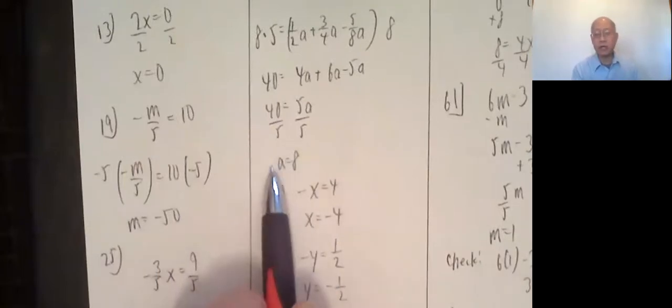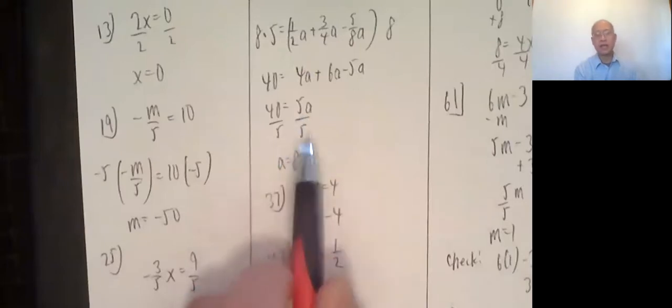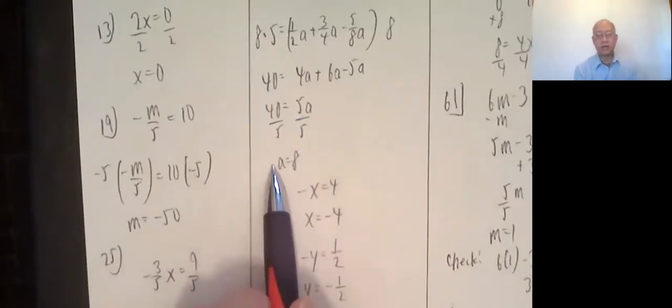And I'm using the convention that normally we put the variable that you're solving for on the left side. So it should be 8 equals a, but normally we write it as a equals 8.